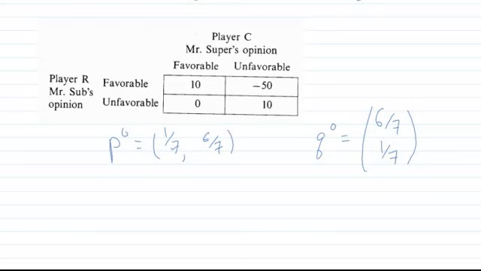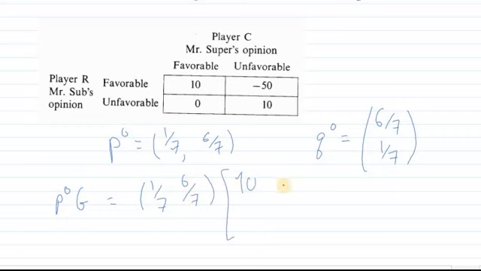Right? So let's look at P0 times G. Okay, that's equal to 1/7, 6/7 times the matrix 10, minus 50, 0, 10. Right? And if you work that out, you're going to get 10/7 and 10/7.